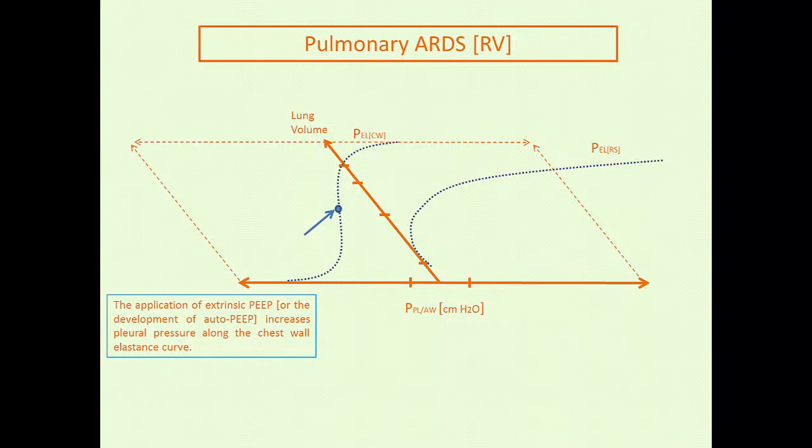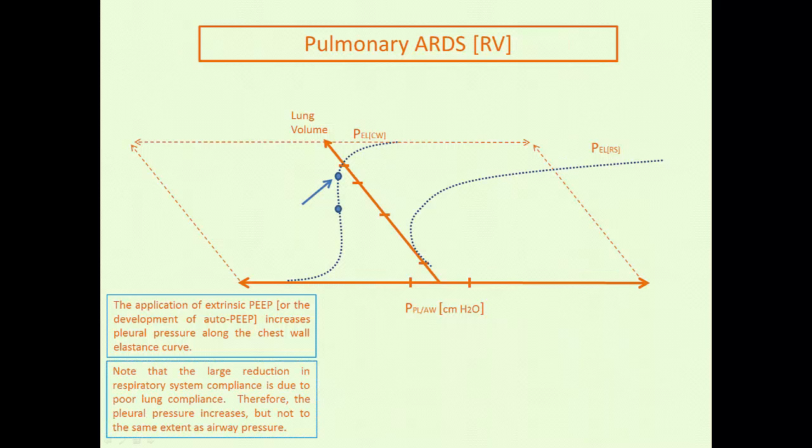So let's go through a thought experiment before we see what the effects on the cardiovascular system are. If you were to apply PEEP to this patient at functional residual capacity at this intrathoracic pleural pressure, again, this patient is sedated and potentially paralyzed. As you apply PEEP, lung volume increases, pushes out against the normal chest wall compliance curve, and increases intrathoracic pressure along the chest wall compliance curve like that. Just to read what I've written here, the large reduction in the respiratory system compliance is due to the poor lung compliance, which I've omitted from this graph. Therefore, the pleural pressure increases, but not to the same extent as the airway pressure. So at the end of PEEP, this is your transpulmonary pressure.